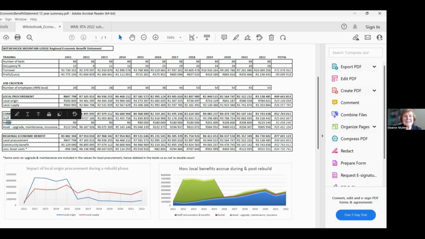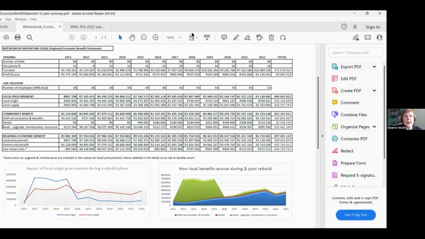In the instance of Witsieshoek Mountain Lodge, we pay a rental to the community. It is both rental and it will be in time a profit share, although we don't do that. We haven't hit that point at the moment.